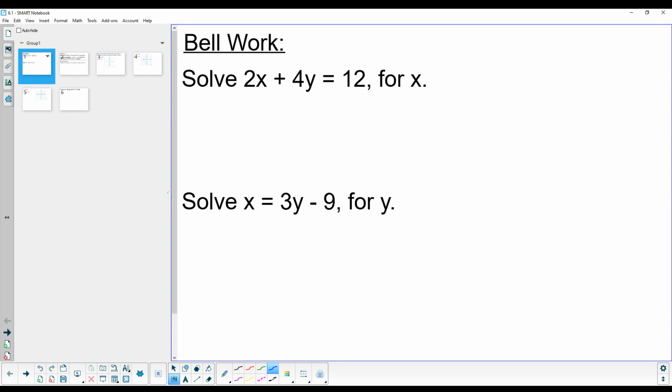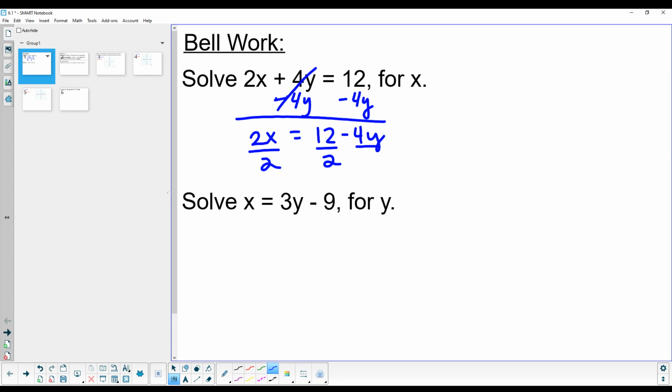So on this first question for bell work, you had to solve for x. Does anybody want to unmute themselves and explain to me how to solve for x here? Can I do it? Yeah, go ahead. So first you have to isolate the variable. So you have to minus 4y and put that on the other side. Okay. And then it's 2x equals 12 minus 4y. And then you must divide by 2 on each side. And then you should get x equals 6 minus 4y over 2.